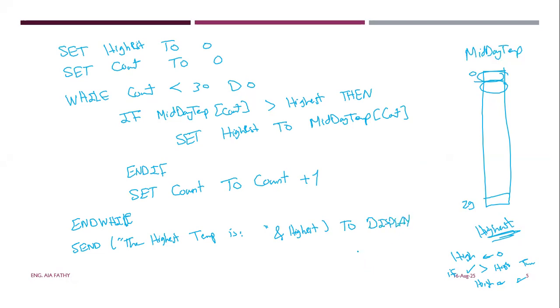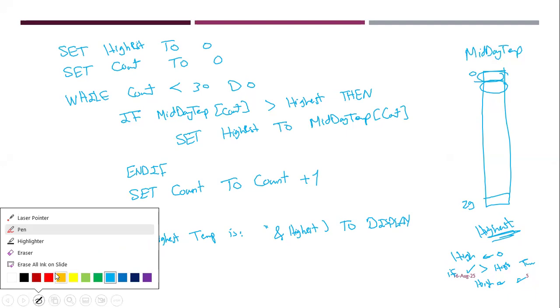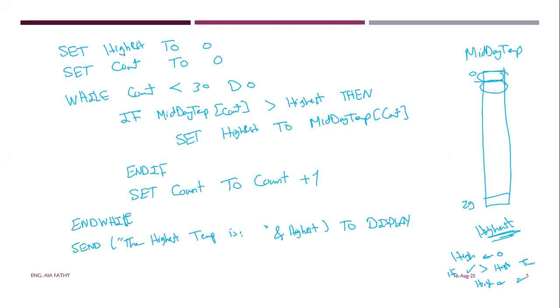Okay, the same thing you can do to find the lowest temperature in the midnight. Let's check what changes you will make. The change will be in the first line. It will be lowest, and you will set it to a large number, and you will change this to less than, and of course you will assign the midnight temperature to the lowest. So make the change in this, and also you will output or send the lowest temperature to your display.